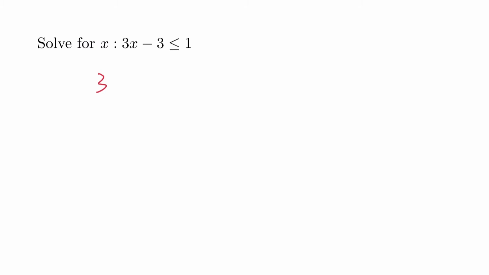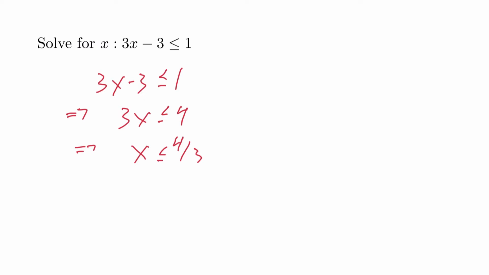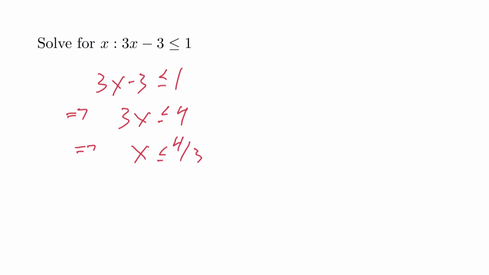So 3x minus 3 less than or equal to 1 tells me that 3x is less than or equal to 4. So x is less than or equal to 4/3. So that's fine, not too difficult. But let's try and imagine this as a geometry problem. So I'll replace this with 3x minus 3 is less than or equal to y. And I'll look at the picture for this.